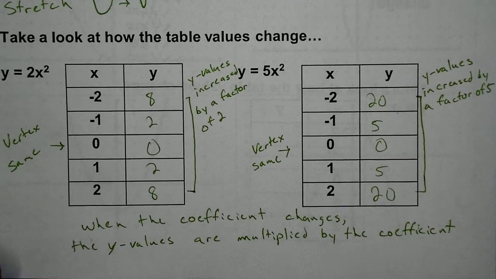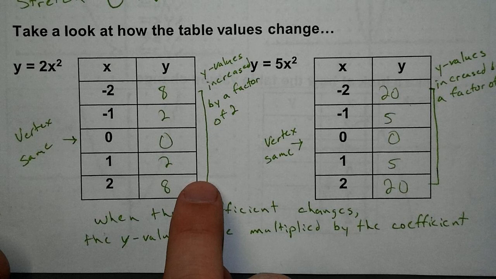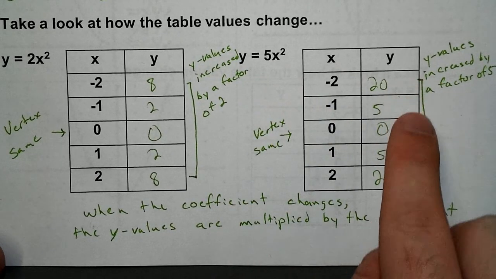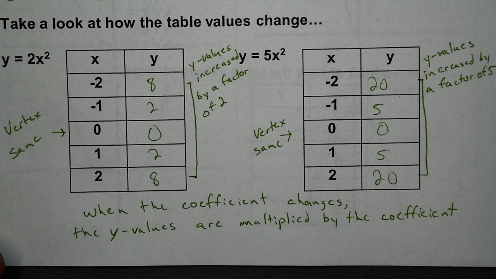So all that means is since my coefficient is 2, all my y values are 2 times what they would have been from the parent function. When the coefficient is 5, all of these are 5 times what it was against the parent function. I'm going to stop the video here. We're going to keep going on the next one.